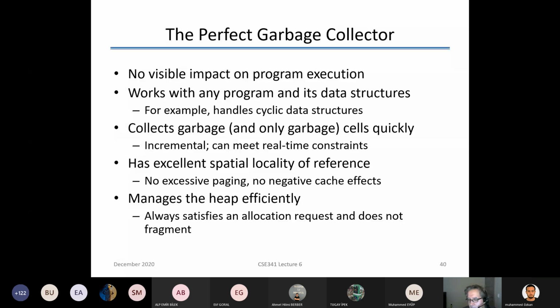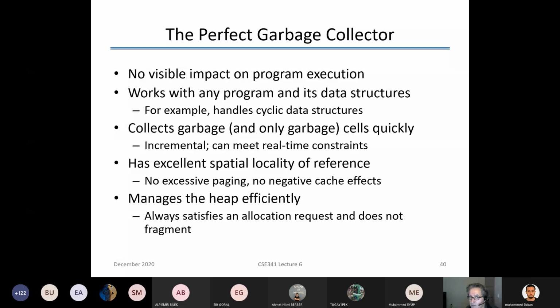So if I run my program a million times, let's say finding the root of a polynomial, it should do this in the same amount of time. It should require the same amount of time. If one run is stopped and there is a garbage collection happening in the middle, and the garbage collection takes 2 seconds, then there is a visible impact on my program execution.